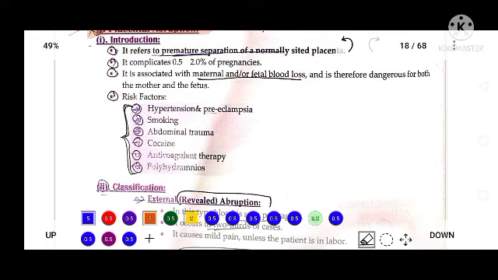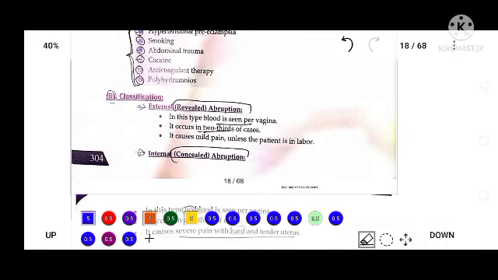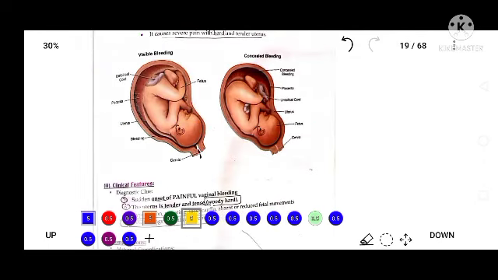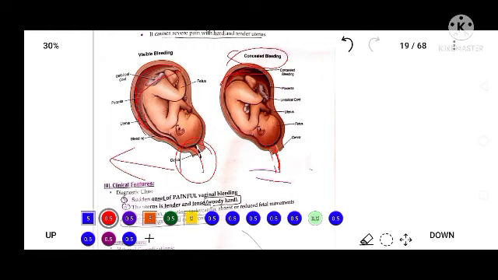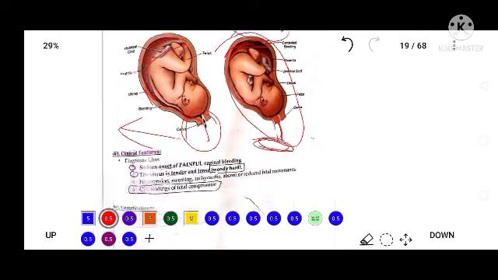These are risk factors, and the classification of this condition is external or revealed abruption, and internal or concealed abruption. As you can see in this picture, bleeding occurs here inside and it is externally revealed. That's known as visible bleeding. While in concealed bleeding, bleeding is happening here, but it is not coming out of the cervix, and the mother is not aware of the bleeding inside. So this condition is known as concealed bleeding.